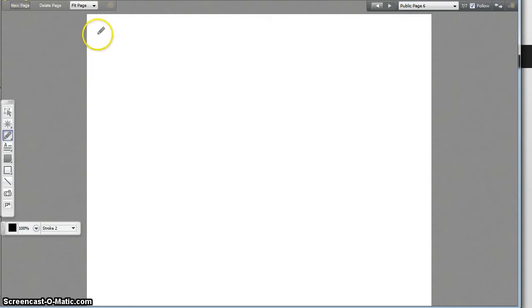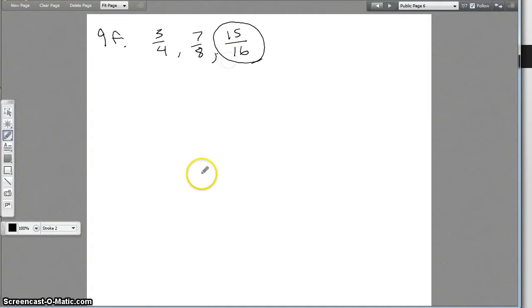Okay, the last one we're going to do from number 9 is part F. Part F is 3/4, 7/8, and 15/16. Now, if you look at these, 16 is a multiple of 4 and a multiple of 8. That means we don't have to do anything to this. We can write everything as a fraction of 16.